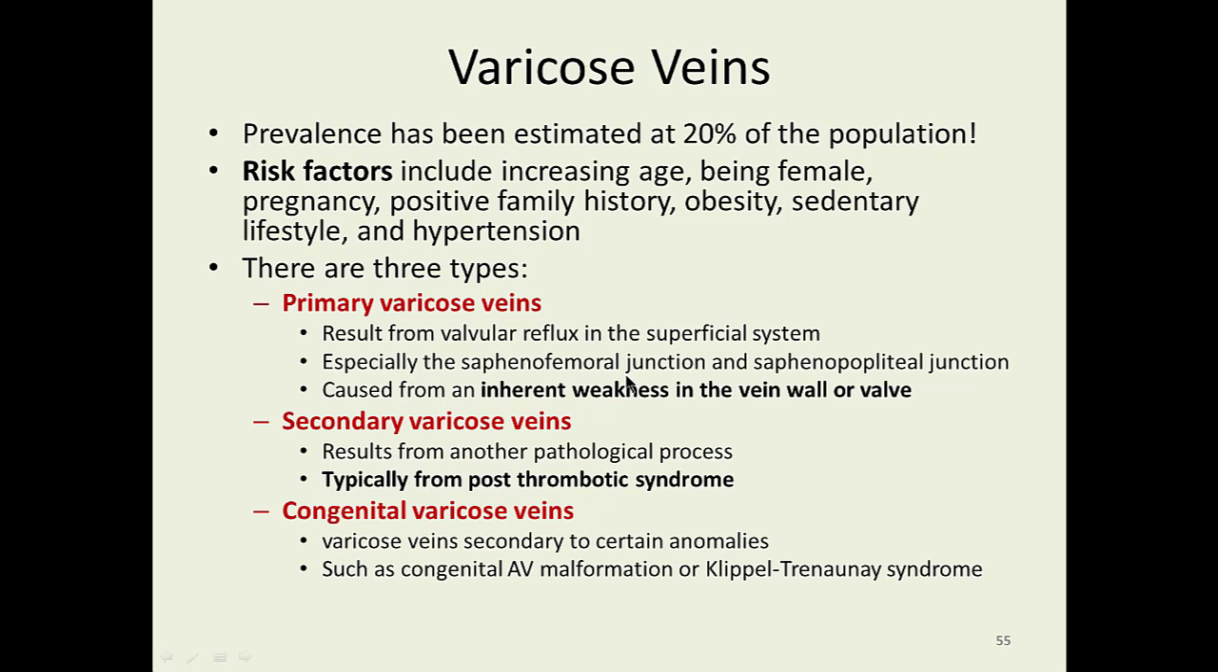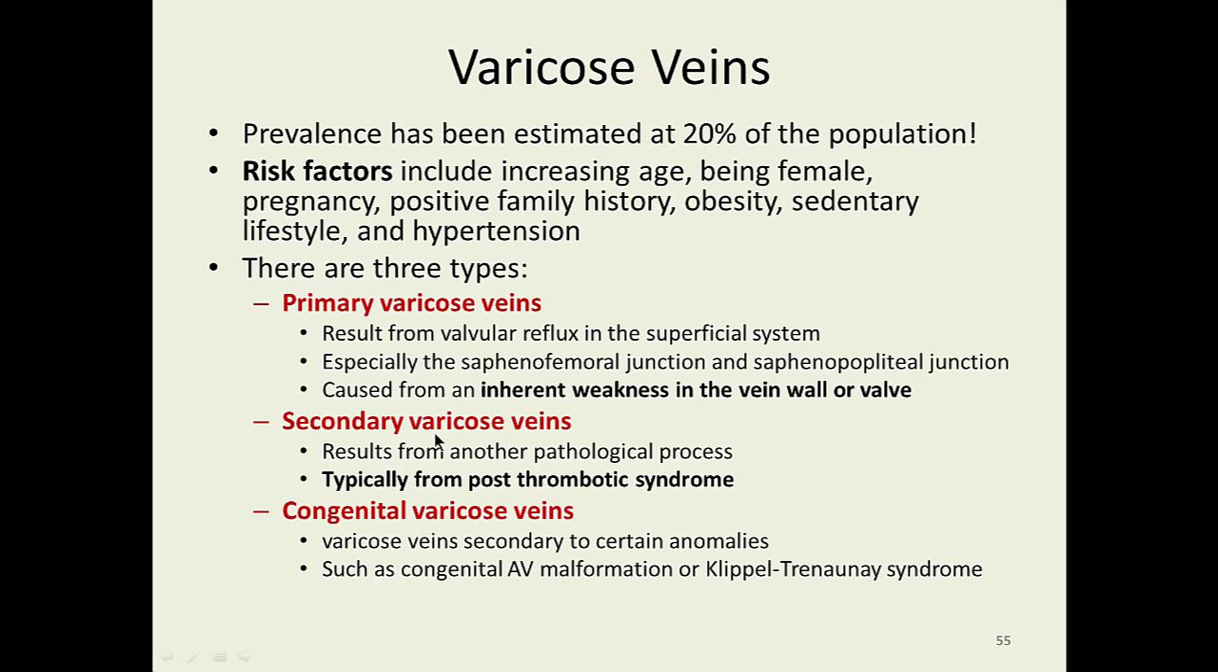Now there's 3 types. We don't need to get into all these, but I think I should talk a little bit at least about primary. That means there's a genetic or inherent weakness in the wall of the vein. And if the vein is too weak and stretches too far, it pulls apart the valves. And the valves don't work, and then you don't have that ratchet system anymore. Then you have an accumulation of blood and it gets fatter and fatter and fatter.